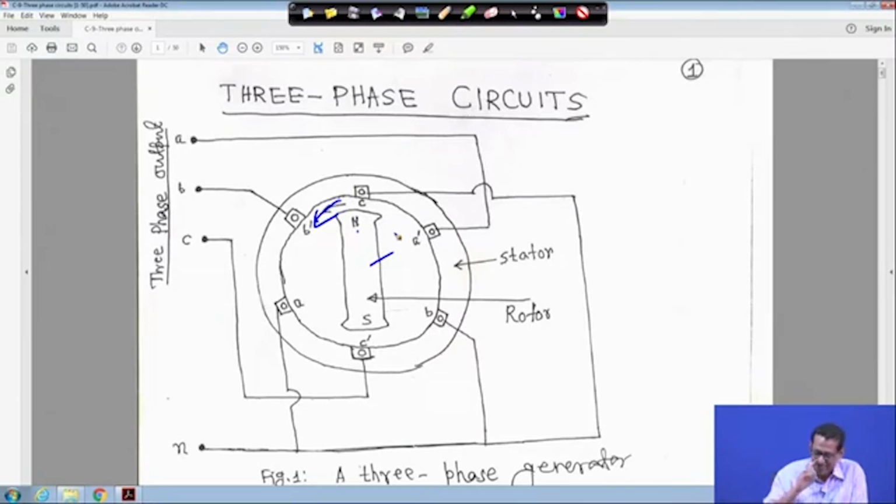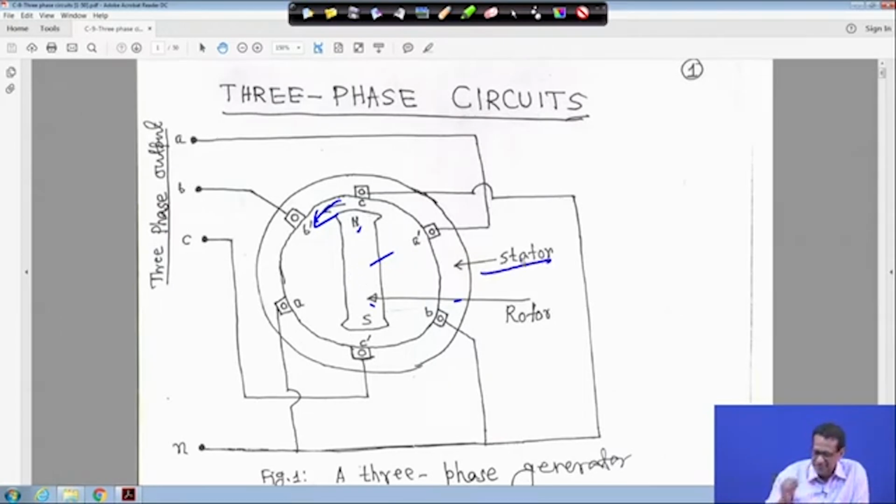The magnet is surrounded by a three phase winding, right? These windings we call static. This magnet is rotating, and we call this the rotor, right? And it is surrounded by some windings which are static, and we call it the stator.